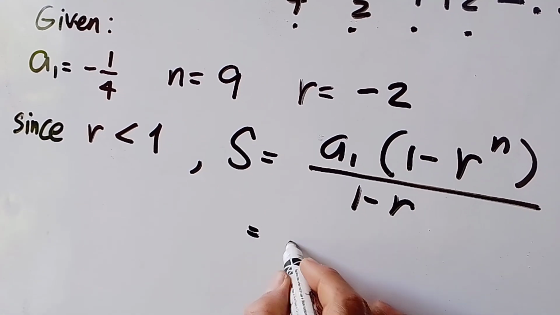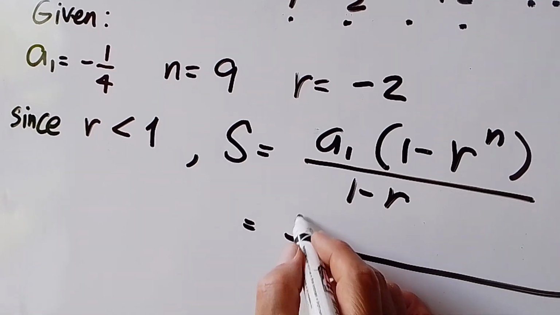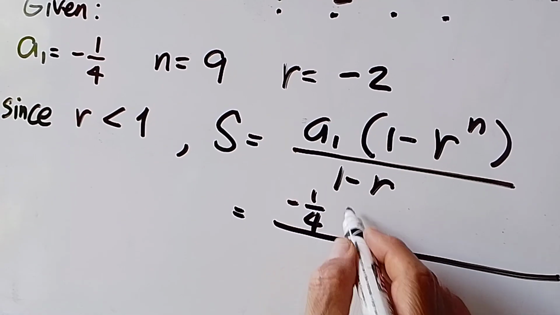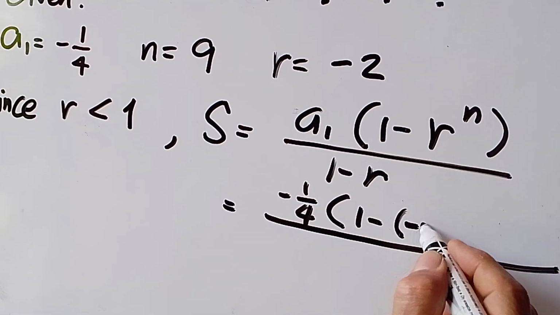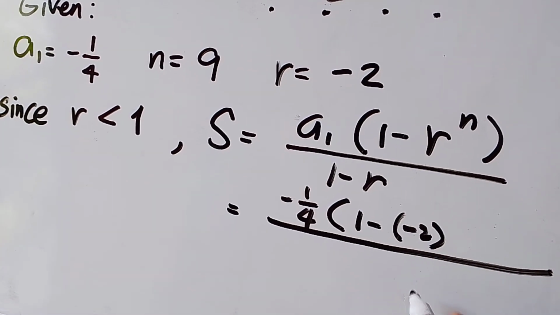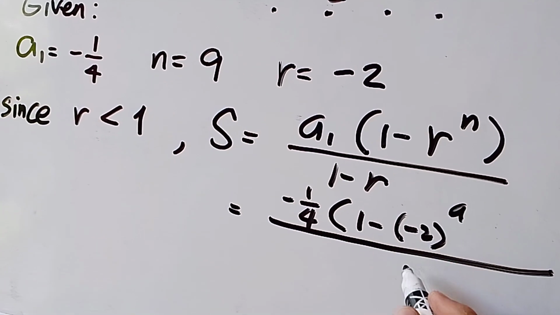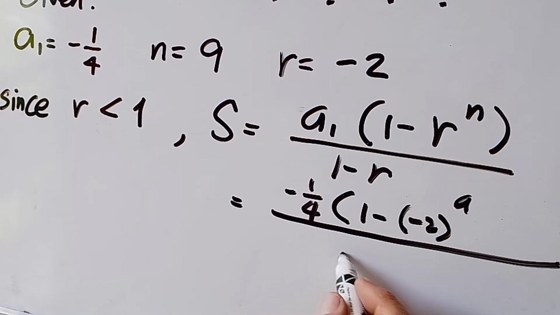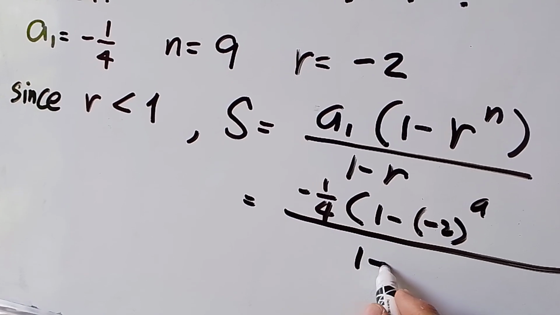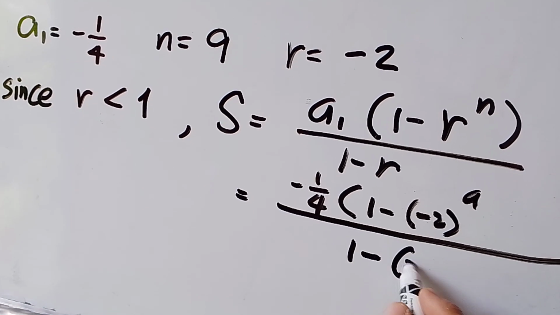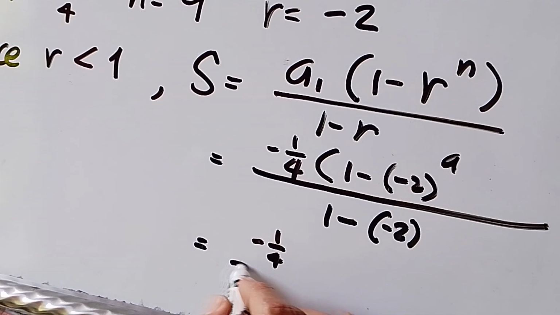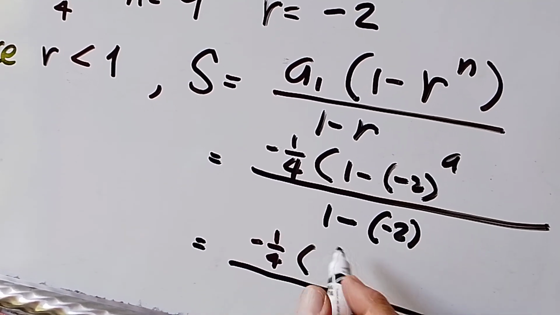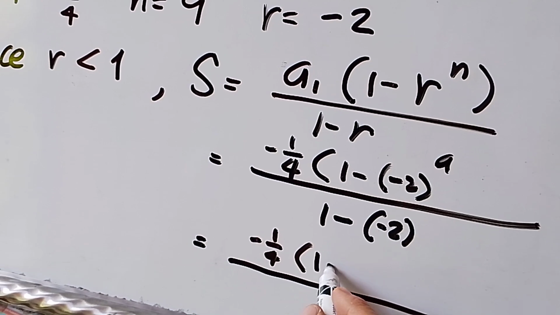So, what is our A1? A1 is negative 1 over 4, times 1 minus R, which is negative 2, so this is negative 2 raised to the power of 9, because this will be N. Then, 1 all over 1 minus R, this is negative 2. So, negative 1 over 4, then this will be 1 minus.